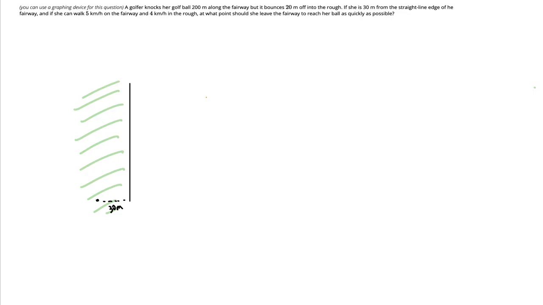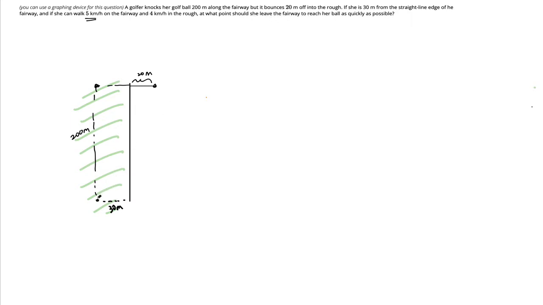Okay, so we hit the ball for 200 meters. So this is 200. But then it bounces and it goes into another 20 meters here this way. So this is 20 meters. Okay, if she can walk 5 kilometers per hour on the fairway and 4 kilometers per hour on the rough, at what point should she leave the fairway to reach the ball?